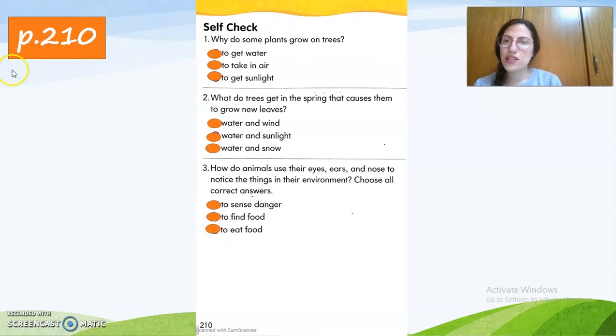So we open to page 210, self-check. Why do some plants grow on trees? A, to get water. B, to take in air. C, to get sunlight. Let's read it one more time. Why do some plants grow on trees? A, to get water. B, to take in air. C, to get sunlight. Why do they grow on the trees? Think.